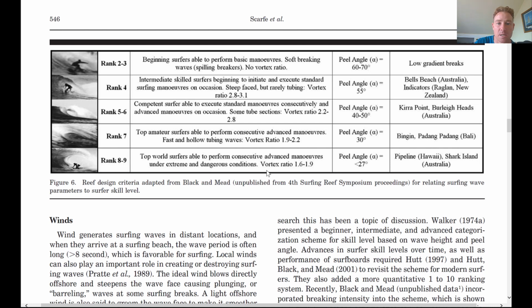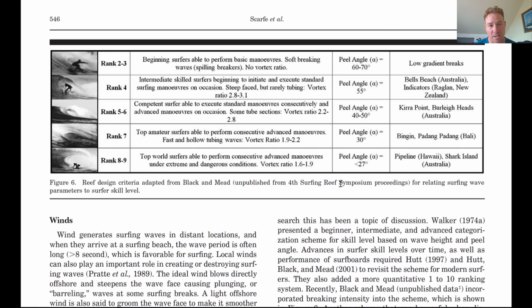The top ranked are the top world surfers. Vortex ratio 1.6 to 1.9. Peel angle less than 27 degrees. And they're saying like Pipeline, Shark Island in Australia, and everything in between. So this is just another way I think you can use vortex ratio to assess your own skill level.